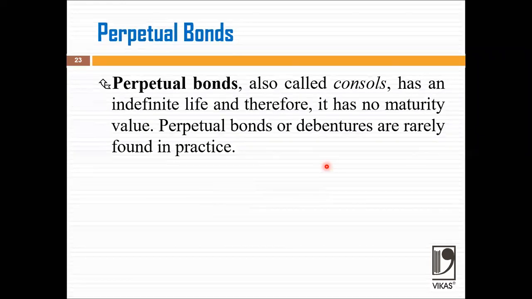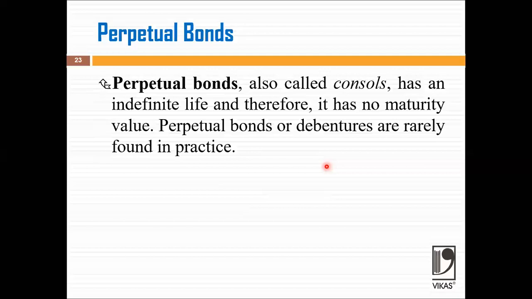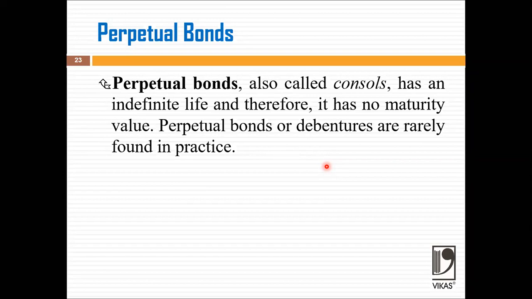The third type of bond is a perpetual bond. As I told you earlier, it doesn't have a maturity period. Once you have purchased this bond, you are entitled to get interest until you die. A perpetual bond lasts as long as the company is alive. Perpetual bonds, called consols, have an indefinite life, and therefore no maturity value.